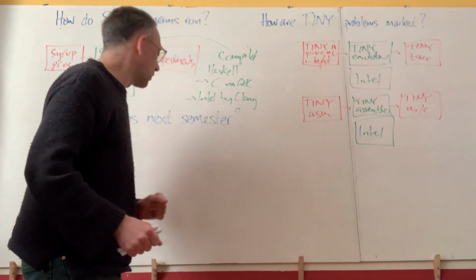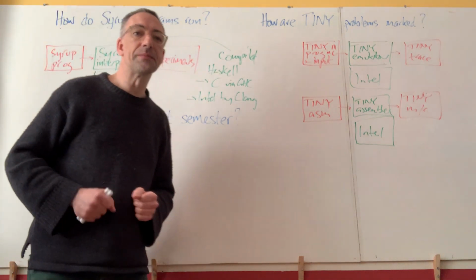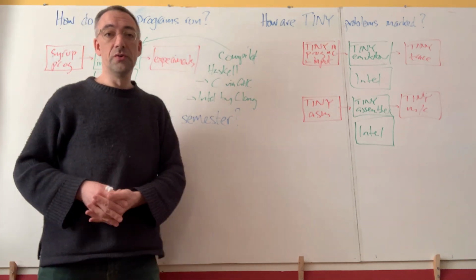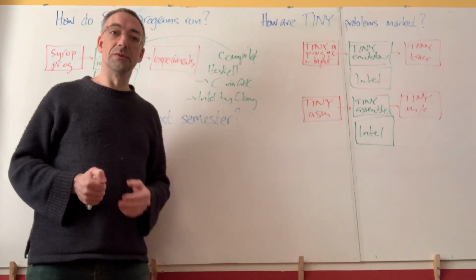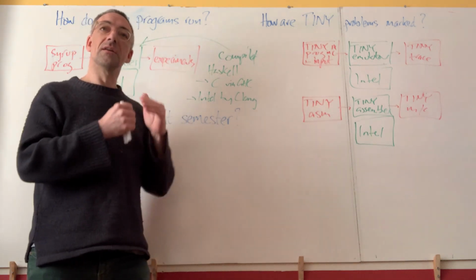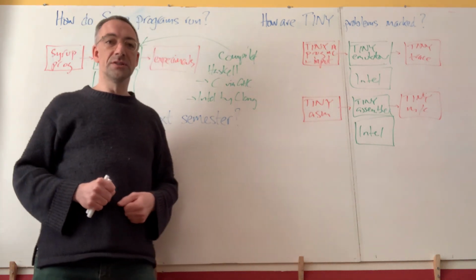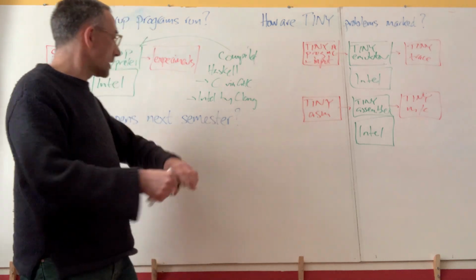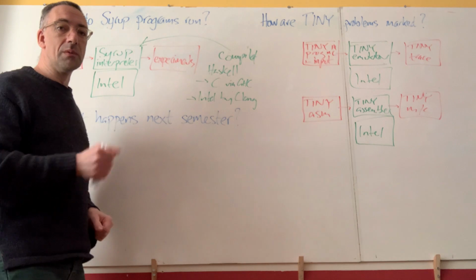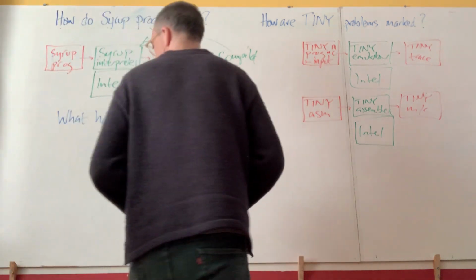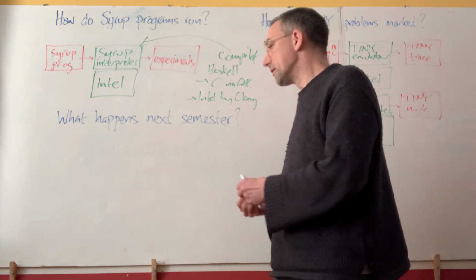So let's just have a quick sneak preview of what happens next semester. Next semester, you will be learning about how to make high-level programming languages run. How do high-level programming languages turn into assembly language so that they can run programs for you? What kind of stuff goes into a compiler?